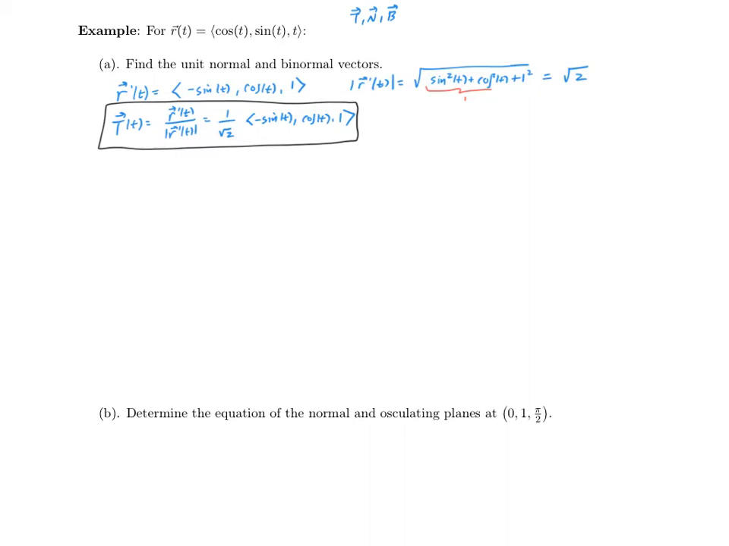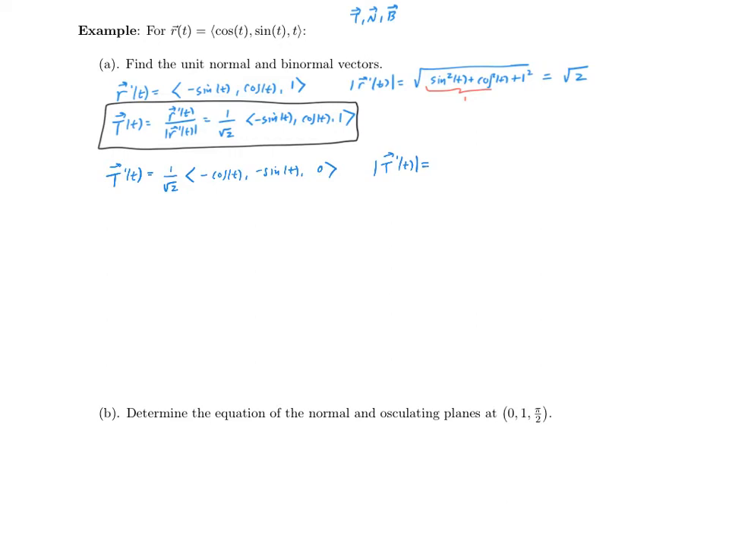So continuing on, to find the unit normal, we now need T prime and its magnitude. So T prime, we have a constant multiplied by the derivative of the associated vector. So term by term, we would have minus cosine, minus sine, 0.